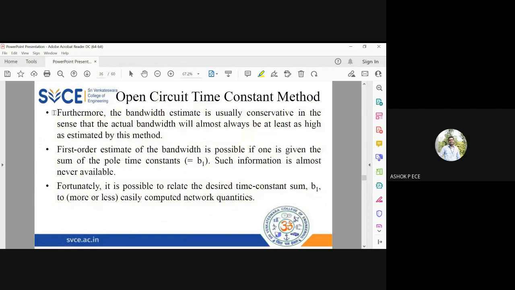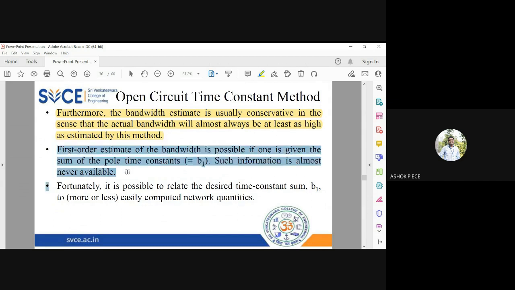Increasing. So generally what they will say is the bandwidth will almost always be at least as high as estimated by this method. So however many poles you consider when estimating the bandwidth, the final bandwidth you get by circuit analysis will always be very high when compared to this method. And a first order estimate is going to give us the nearest value for bandwidth. Such information is almost never available.